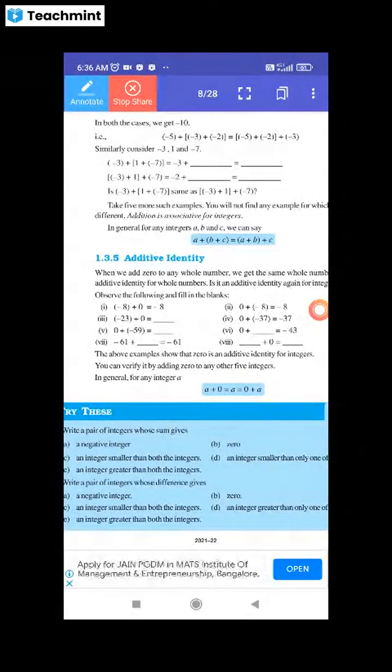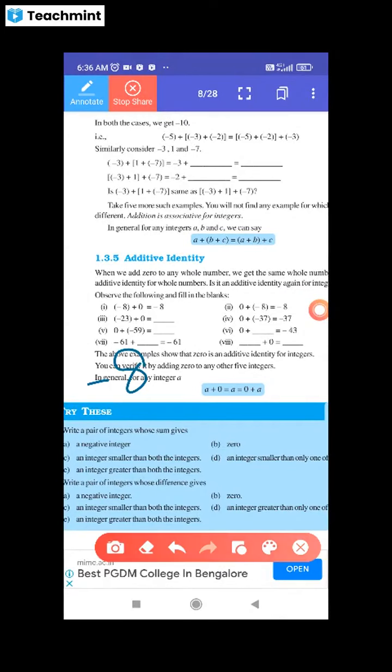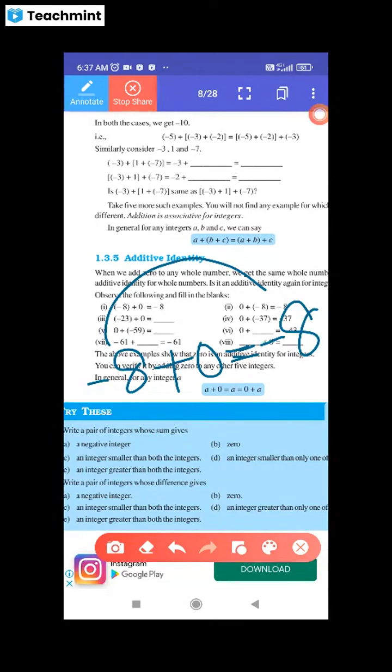Which one, ma'am, is the additive identity? 0. Multiplicative identity? Ma'am, 1. Good. See here, minus 8 is an integer. So you are going to add 0. Then what is the answer you will get? Ma'am, minus 8. 8 plus 8 or minus 8? Ma'am, minus 8. Minus 8, isn't it? Yes.